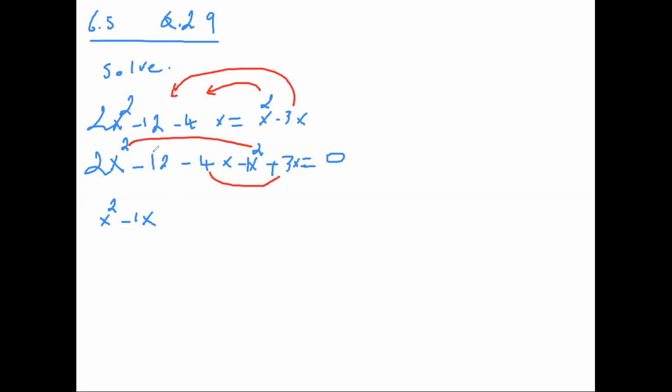Finally, we can write the constant at the end. It doesn't have an x. There's no other number to combine it with. And that's 0. Okay, so this is what we call the standard form. Standard form of the equation.